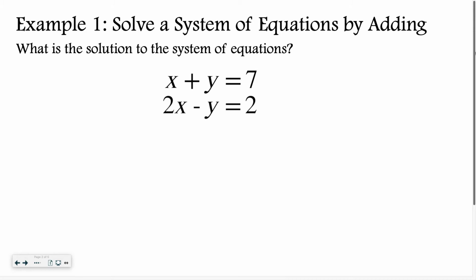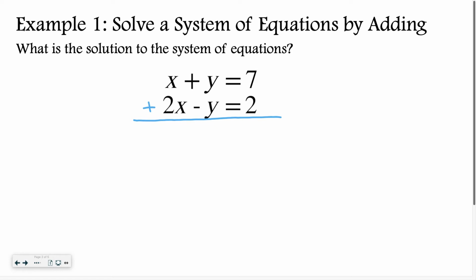So the first thing you want to do is look and see, do I have any variables that have the same coefficient? The same number in front of it. So for x, I have a 1 and a 2, so those don't match, so I'm going to ignore that for now. But for y, I have a 1 and a 1. Okay, so I'm going to do something with those y's. I want to try to get them to cancel out. So right now, I have a positive 1y in the top equation and a negative 1y in the bottom equation. Since those are already opposites, I know that I can just add my entire equations and my y's will cancel.